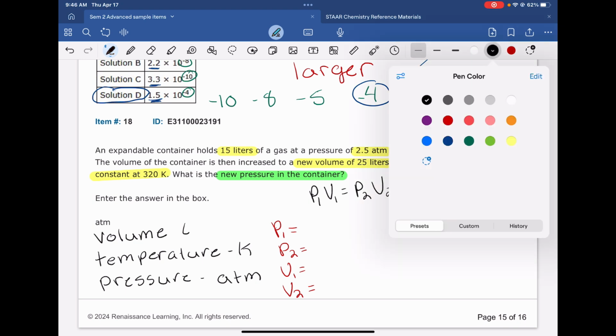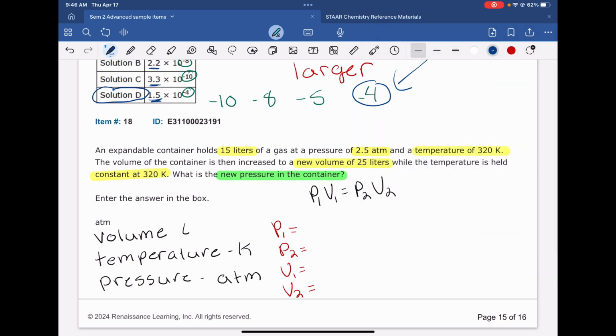Okay, it is asking us to solve for the new pressure of the container. So P2 is going to be our new pressure. That's what we're solving for. We're going to leave that as a question mark, and we know that our answer has to be in atm. Our initial pressure, which is our P1, is going to be 2.5 atm. Our initial volume is going to be 15 liters. And then it says our new volume, which is our final volume, is going to be 25 liters.